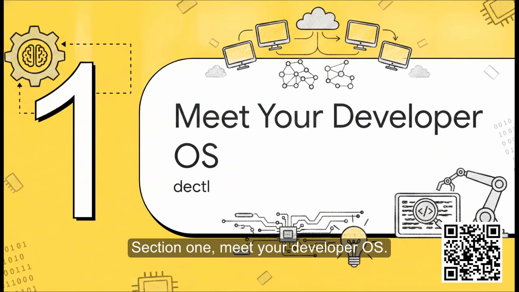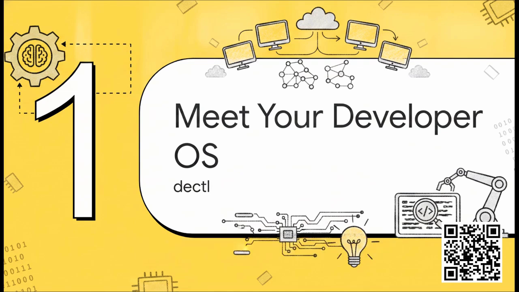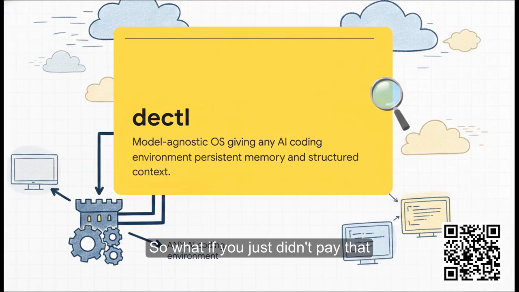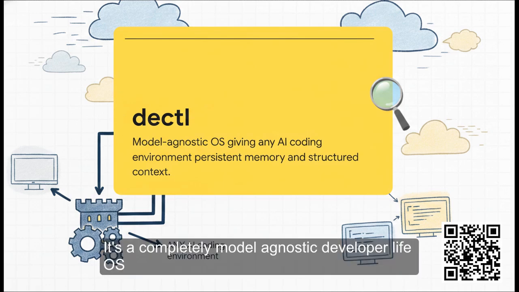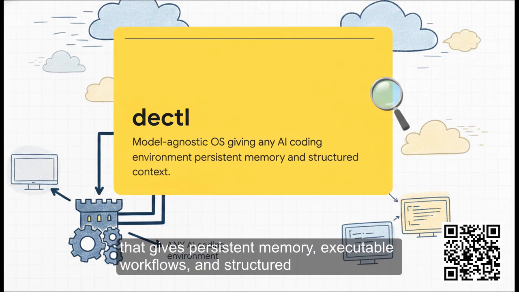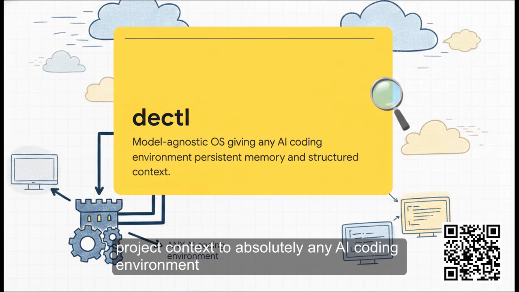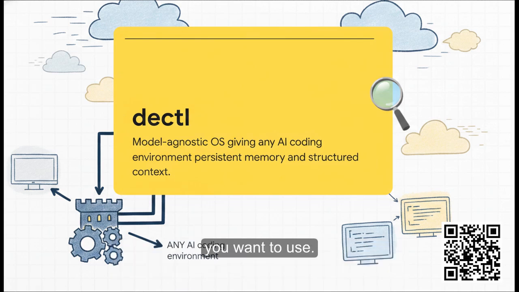Section 1. Meet your developer OS. So what if you just didn't pay that context tax anymore? Enter Dectl. It's a completely model-agnostic developer life OS that gives persistent memory, executable workflows, and structured project context to absolutely any AI coding environment you want to use.